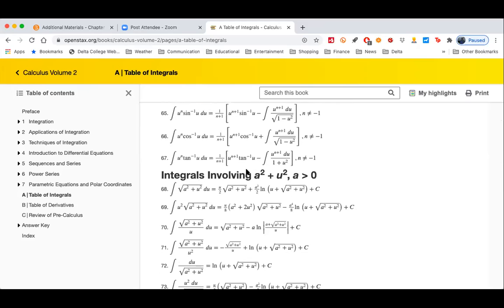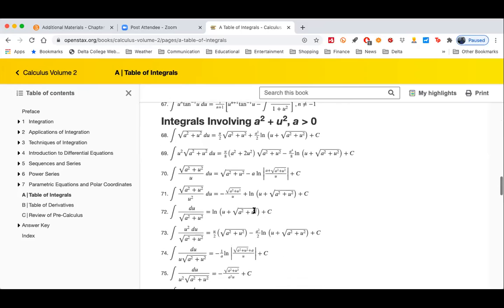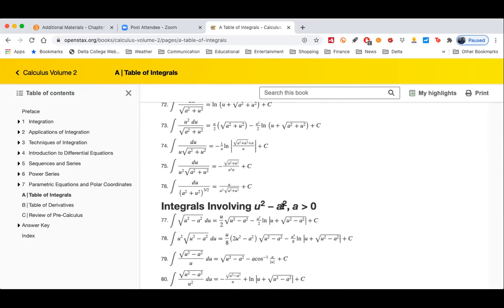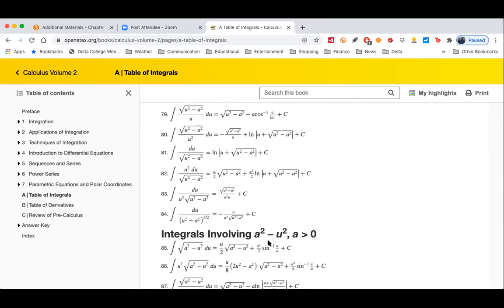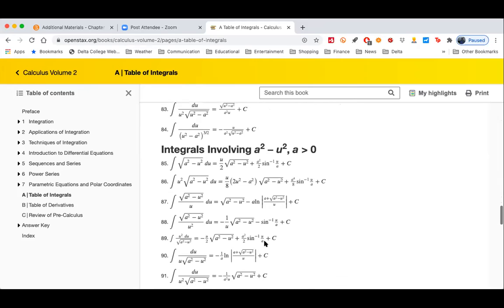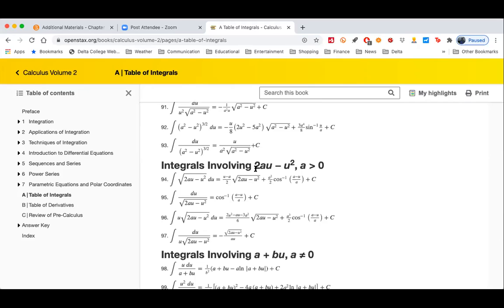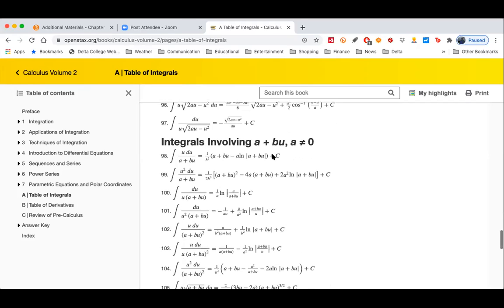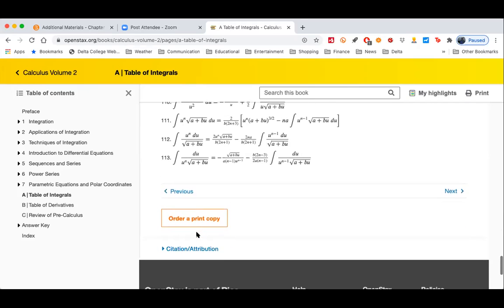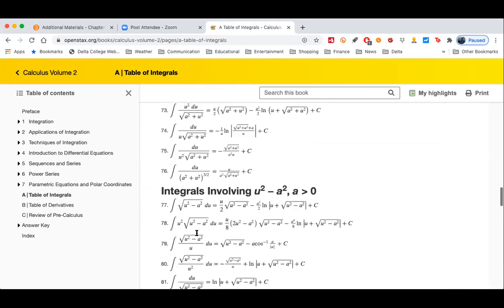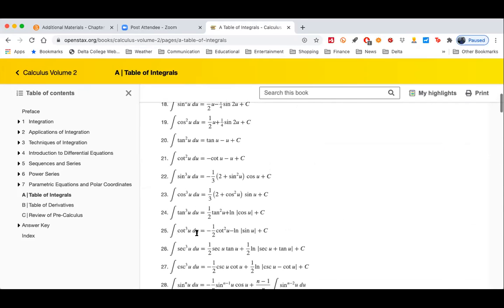Integrals involving sums of squares, differences of squares, u squared minus a squared. Differences of squares going the other way around, a squared minus u squared. Integrals involving 2au minus u squared, so just some oddball things. Linear expressions, so a whole group. We are up to number 113, and I think that's it. So this table has 113.